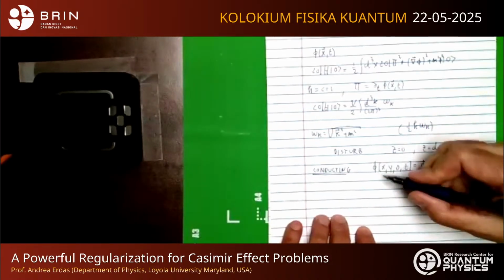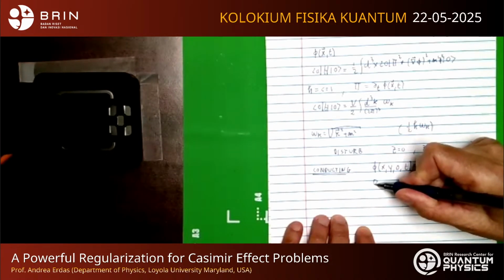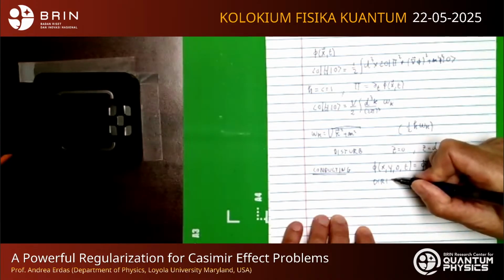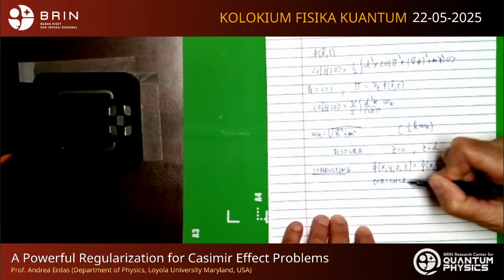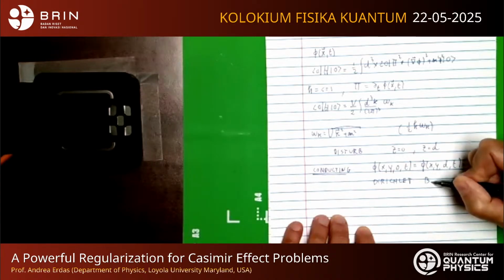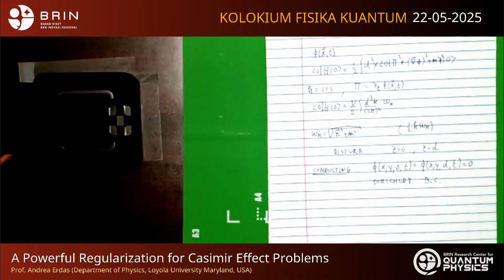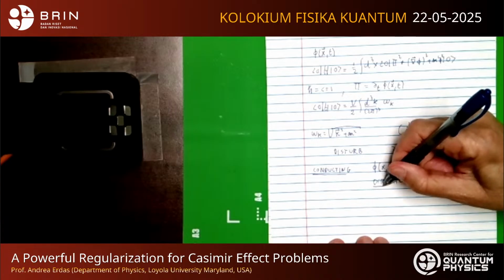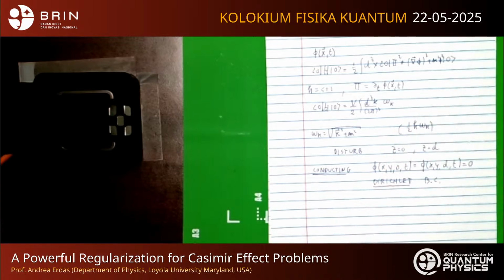This condition here is called a Dirichlet boundary condition. It is not the only type of boundary condition that we can set for a scalar field on two parallel plates. There is also Neumann boundary condition. There is mixed boundary conditions, which is Dirichlet on one plate, Neumann on the other. But I'm just going to focus on the Dirichlet for this talk.